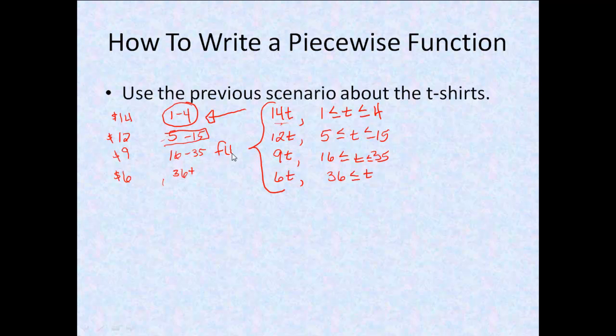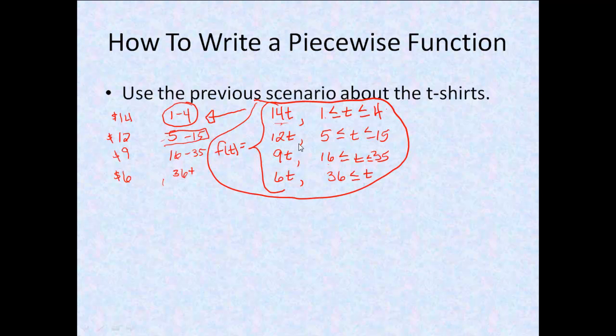So this one I would have f of t. And the reason this is f of t and not f of x is because I used t as my variable to represent t-shirts. If I had used x, then it would be f of x here. And this is our piecewise function for that scenario of the t-shirts. It's telling me if I buy from 1 to 4 t-shirts, I'm going to use this top piece only. If I buy 20 t-shirts, which would be right down here, then I have to use the 9t only.